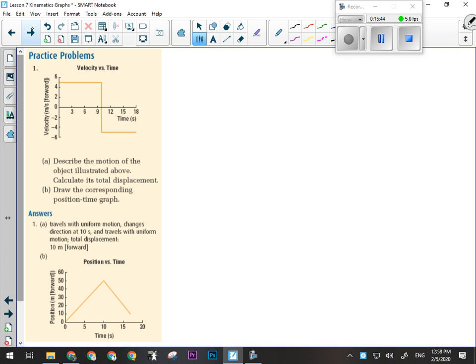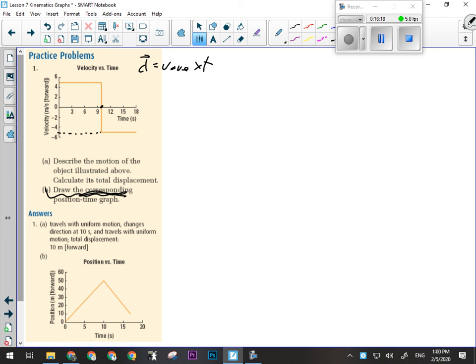I would like for you guys to calculate for me the total displacement for graph number 1. Don't worry about part B. I just want you to calculate the total displacement. This line here is 10 seconds. If I want to calculate total displacement, I want to use average velocity times time. In other words, I'm finding the area between the line and the x-axis.